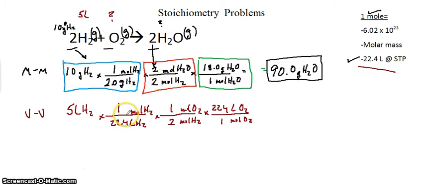Now the other nice thing with these is if I'm going from volume to volume, you'll notice my first conversion is 1 over 22.4, my last conversion is 22.4 over 1. So from a mathematical standpoint, these are going to cancel out, so really all I'm left with is 5 over 2, which is 2.5 liters of O2. So what would happen here is if I am reacting 5 liters of hydrogen, I'm going to need 2.5 liters of oxygen.